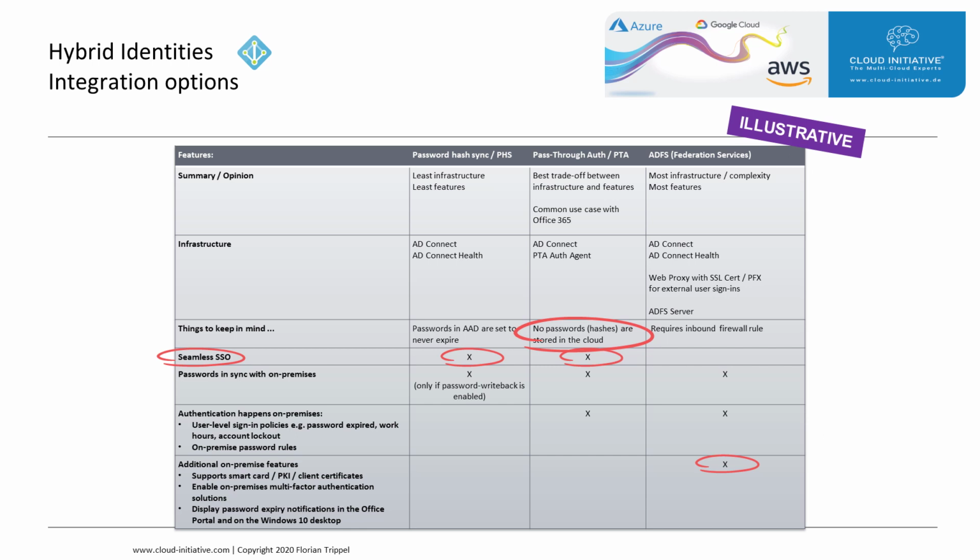Integration options can also be combined. For instance, we can combine password hash synchronization with either pass-through authentication or ADFS. We would use PHS for failover or the leaked credentials report.